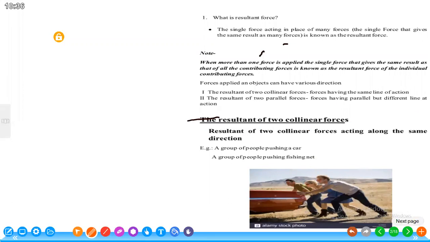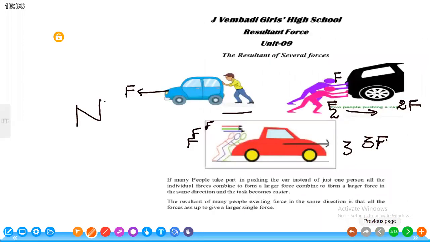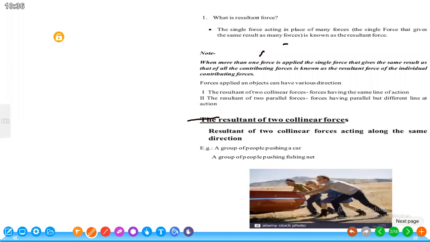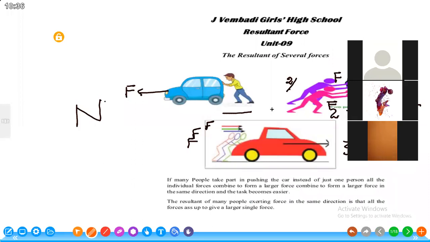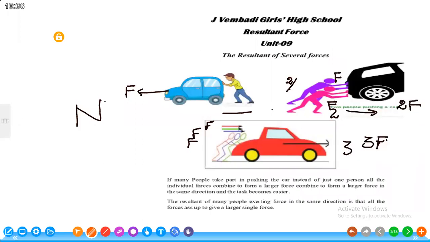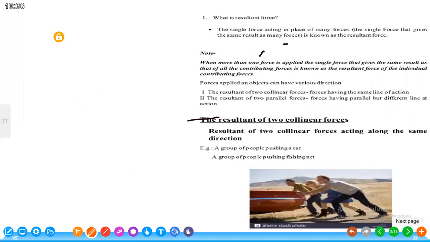To repeat: when more than one force is applied, as in the second figure, the single force that gives the same result as that of all the contributing forces is known as the resultant force of the individual contributing forces.